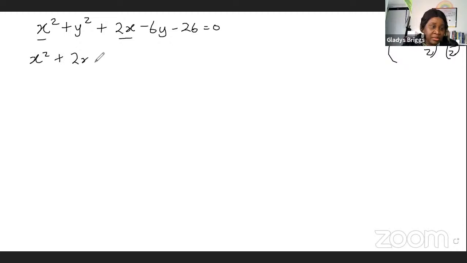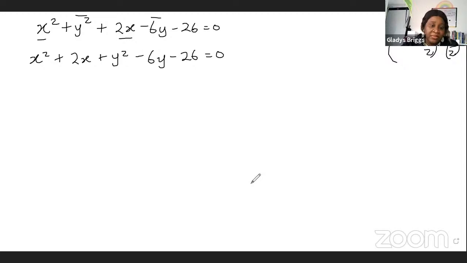Okay, so we had to do... what was the equation again? Let's see. Okay, we had x squared plus y squared plus 2x minus 6y minus 26 is equal to 0. Yeah, so we collected the x terms. We have x squared plus 2x, and then we collected the y terms. We have plus y squared minus 6y minus 26 is equal to 0.